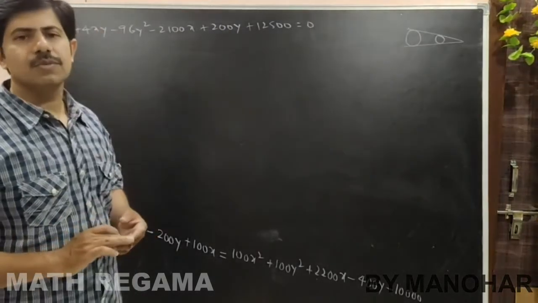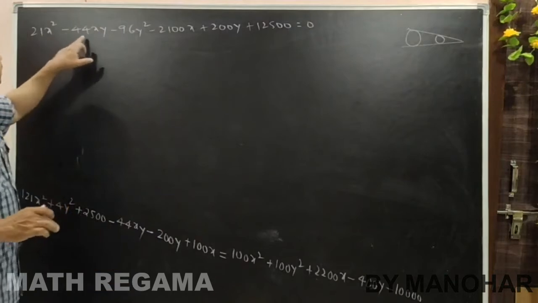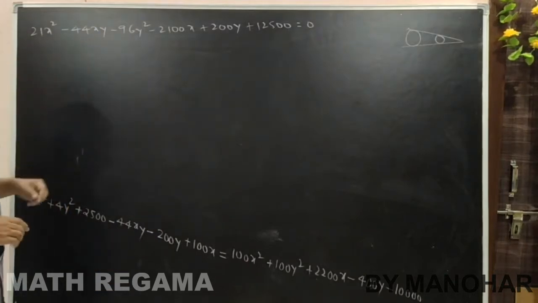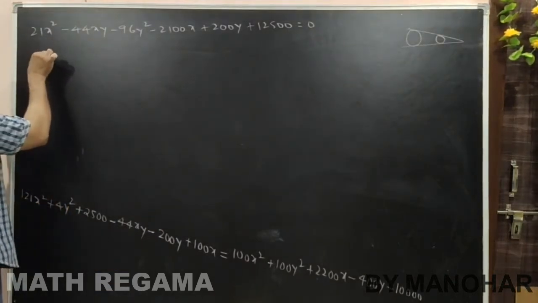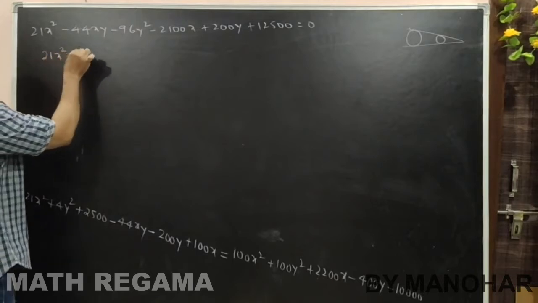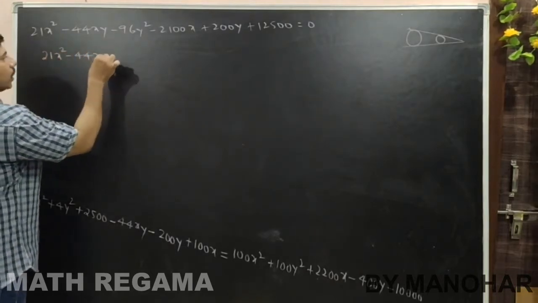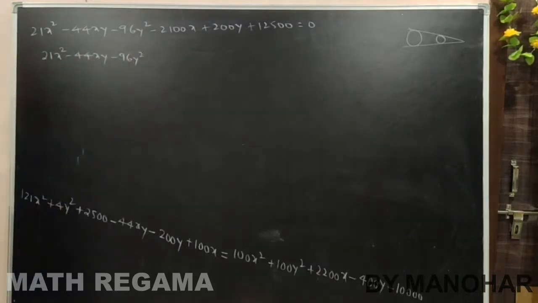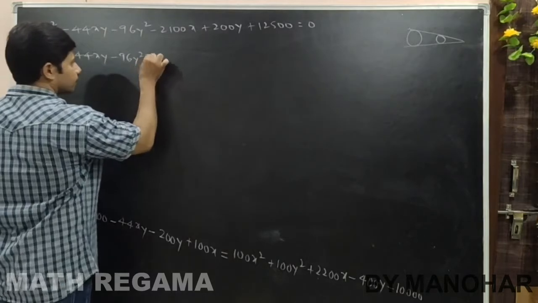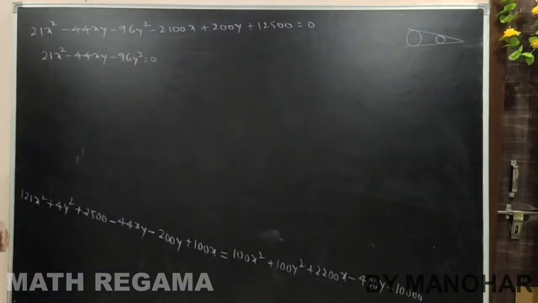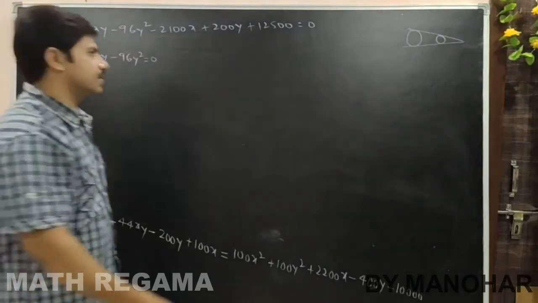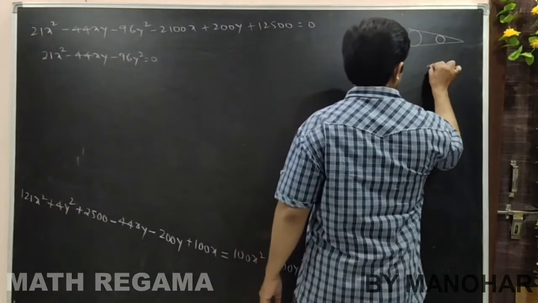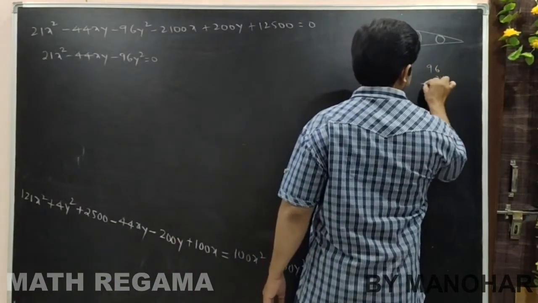To factorize this, we only consider the second degree parts. So what are the second degree parts we have? It is 21x square minus 44xy and minus 96y square we take. First you take only the second degree part and we'll factorize this. So when we factorize, what you have to do? You have to do 21 into 96.